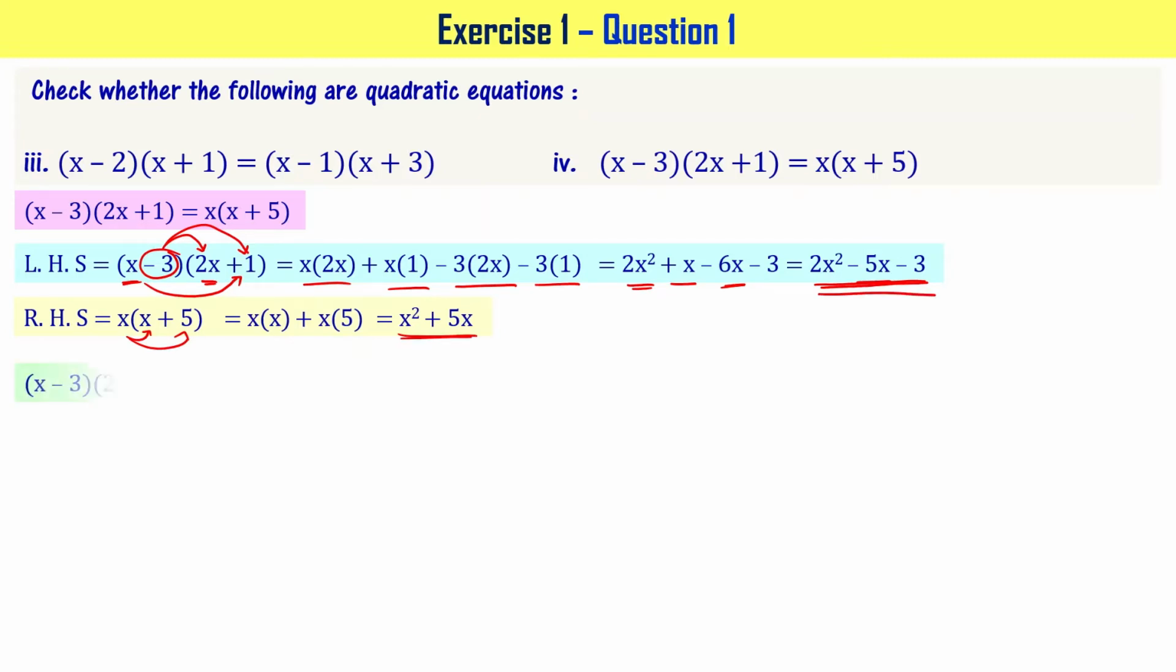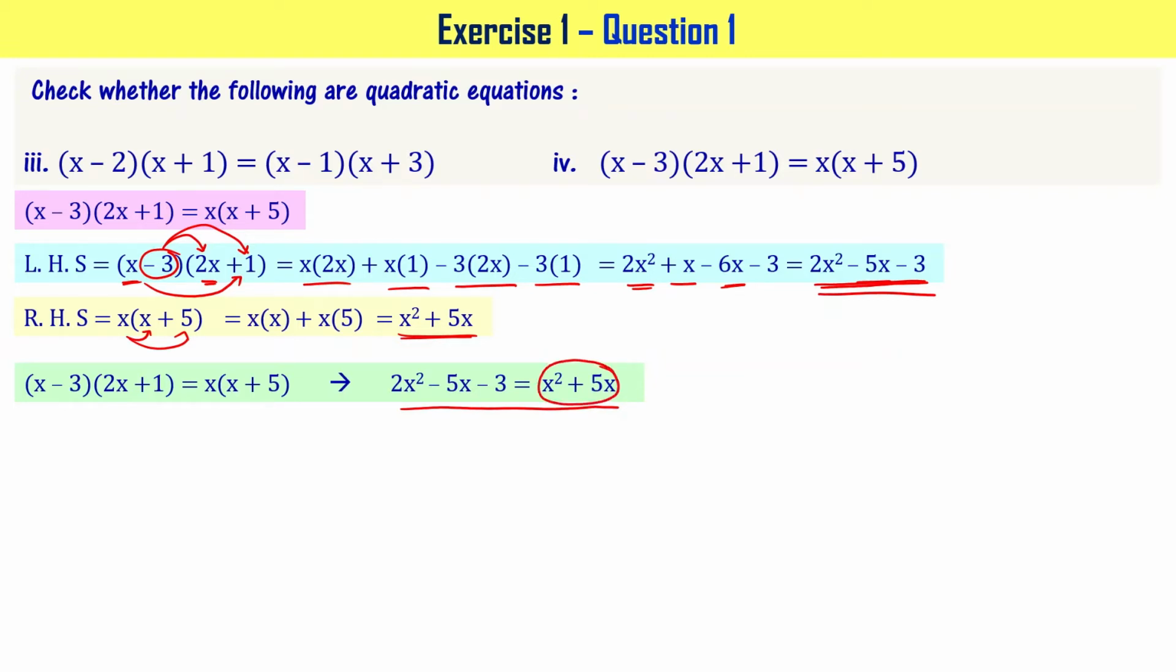When you equate these two, the equation is going to be 2x square minus 5x minus 3 equal to x square plus 5x. Let us transpose these two to the left hand side so that I'll have 0 here. When you do that, we can write the equation as 2x square, this x square becomes minus x square, minus 5x I have written as is, and this plus 5x becomes minus 5x, and sorry, this is minus 3.